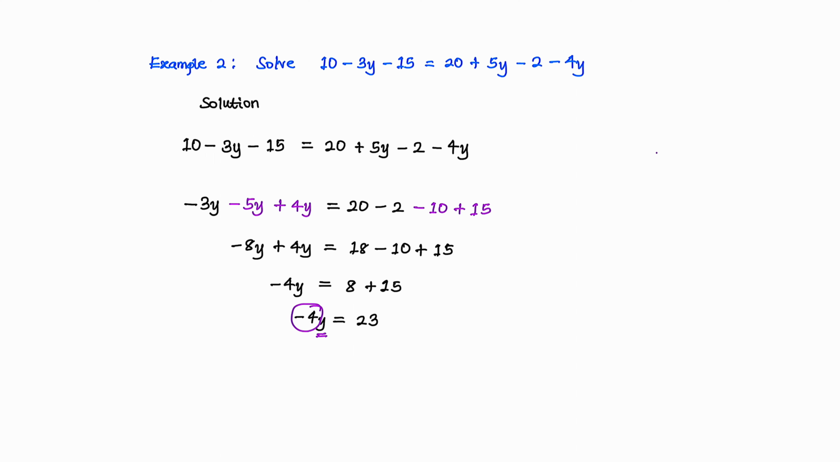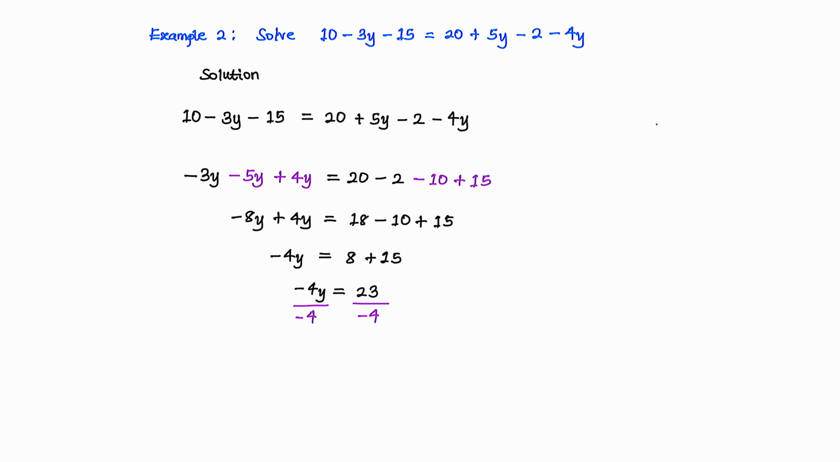So do not make a mistake of ignoring the minus. The number beside y is minus 4, not 4. So we divide both sides with minus 4. We divide this left side with minus 4. And we divide this right side with minus 4. Simplifying, we have minus 4y divided by minus 4. And that's equal to 23 divided by minus 4.